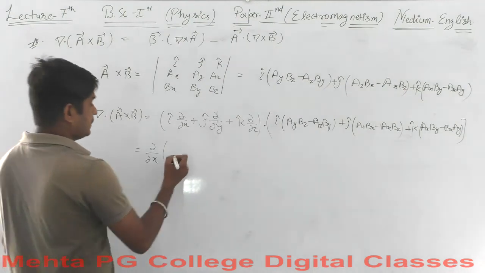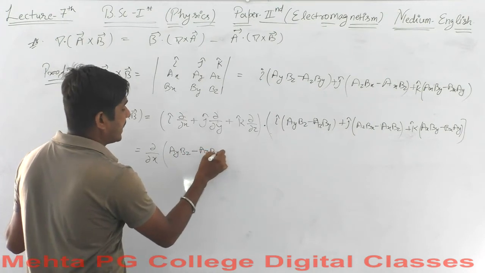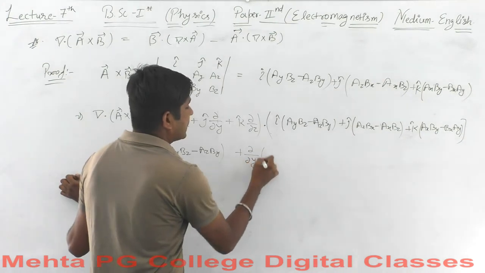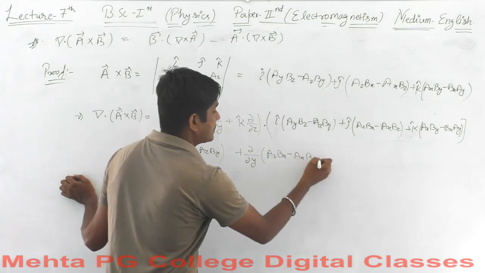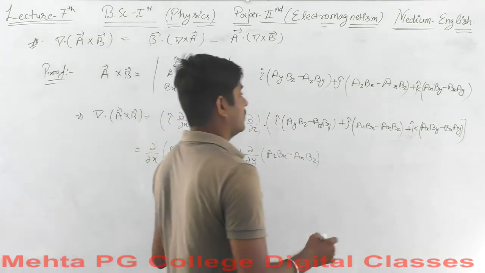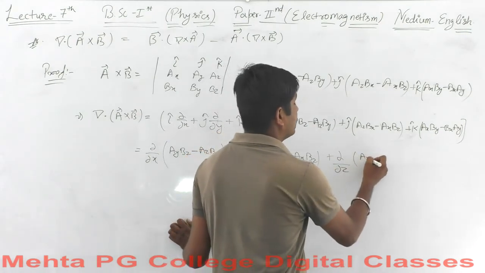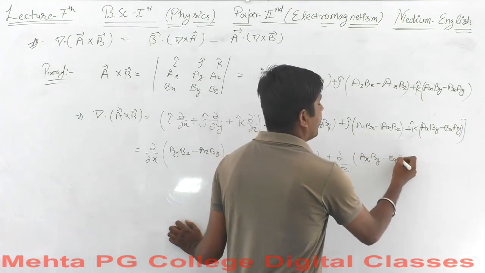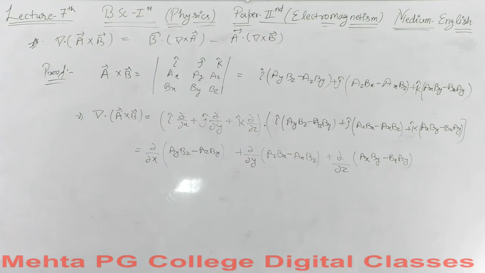Okay, curly over curly x, AY BZ minus AZ BY, plus curly over curly y for AZ BX minus AX BZ, plus curly over curly z for AX BY minus BX AY. These are the basic calculations we come up with.